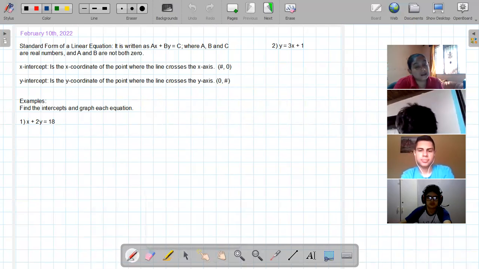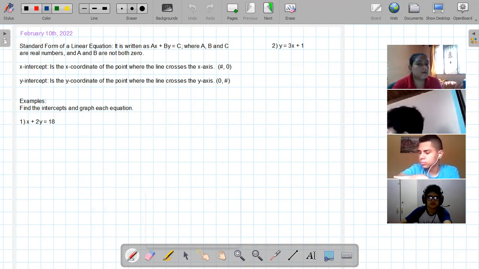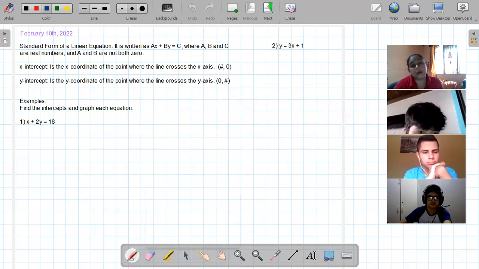Now, we're going to work with the x-intercept and the y-intercept. We already worked with the y-intercept in our previous topic, the slope-intercept form equations, okay? We know already what the y-intercept is. However, I'm still going to define it again. Today, the new definition is the x-intercept. The x-intercept is the x-coordinate of the point where the line crosses the x-axis. It will be written in the form of a number, comma, 0 when we're talking in an ordered pair. The y-intercept, like we already know, is the y-coordinate of the point where the line crosses the y-axis. And we have been working with it as 0, comma, and a number.